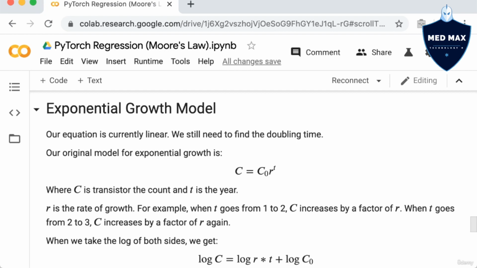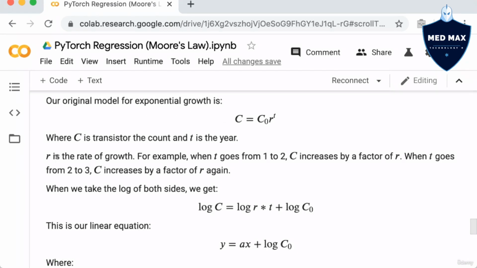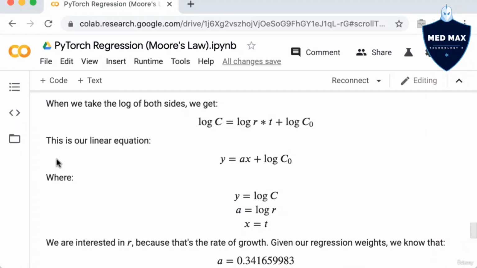To review once again, our model for exponential growth is the count c is equal to c naught times r to the power t. C naught is the count when t equals 0, and r is the rate of growth. If we take the log of both sides, we get an equation that's linear in t. We can express this in terms of our usual linear regression variables, y equals ax plus intercept. This shows us that y is equal to log c, a is equal to log r, x is just the time t, and the intercept is the log of c naught.